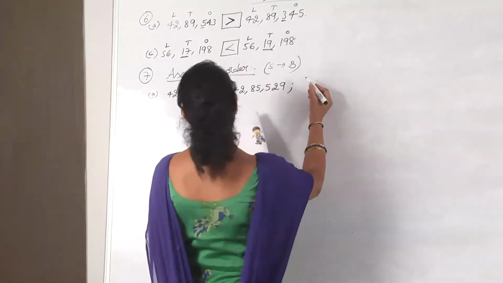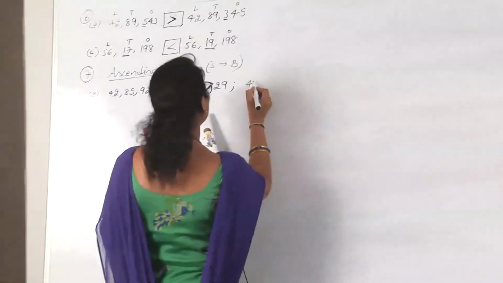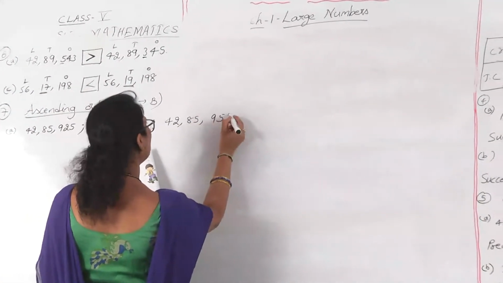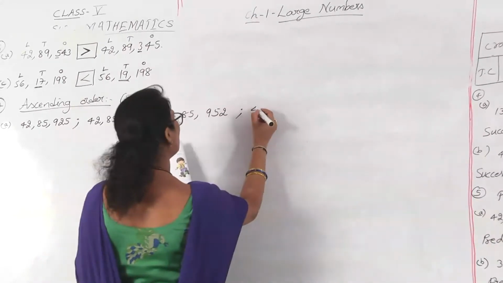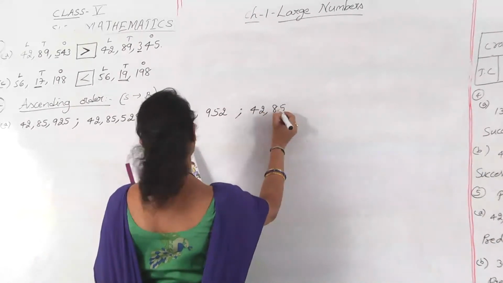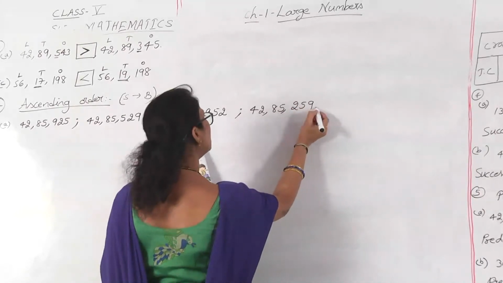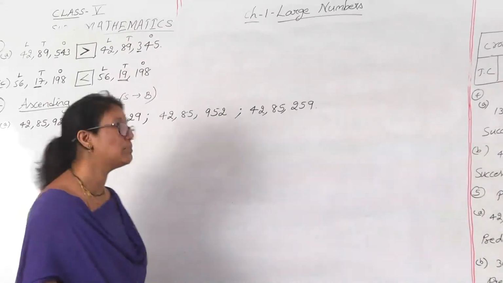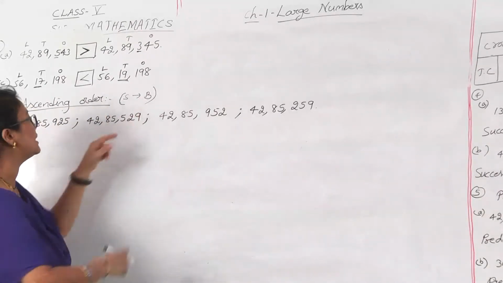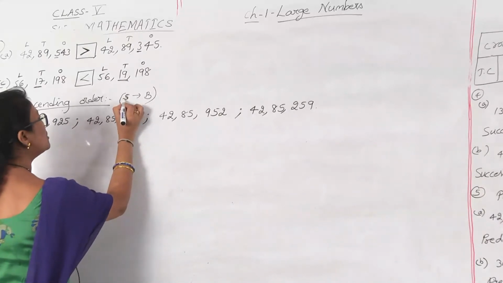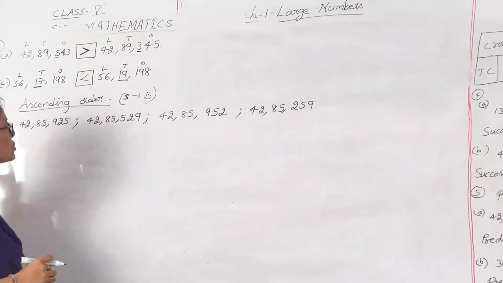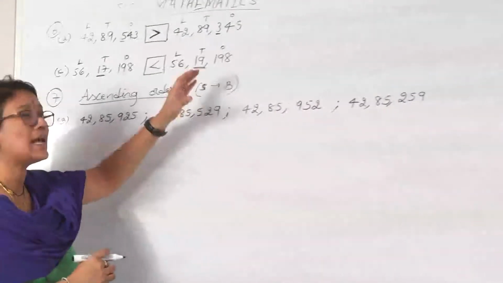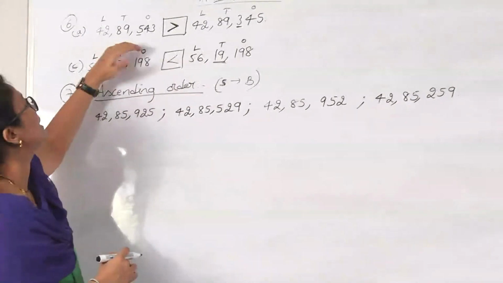Moving on to the next number, it is 42,85,952. And the next number is 42,85,259. These are the given set of numbers and we are asked to write these numbers in ascending order. Ascending order means from small number to big number. Now we choose which is the smallest number from these given 4 numbers, right? The same way as we have done for comparison, that is greater than and less than.